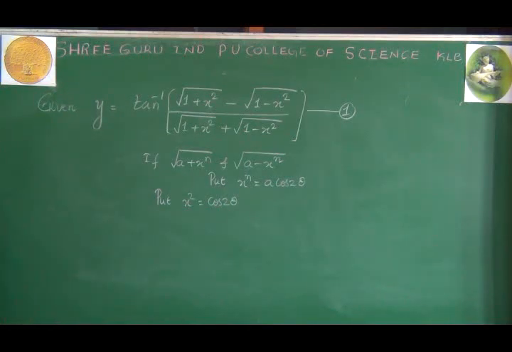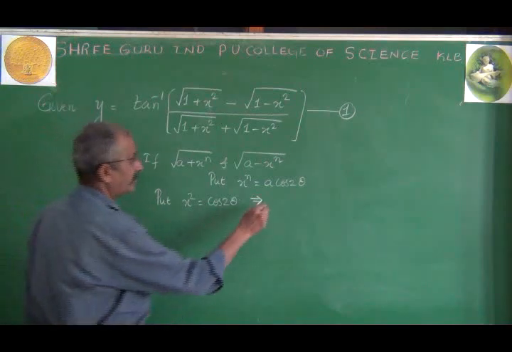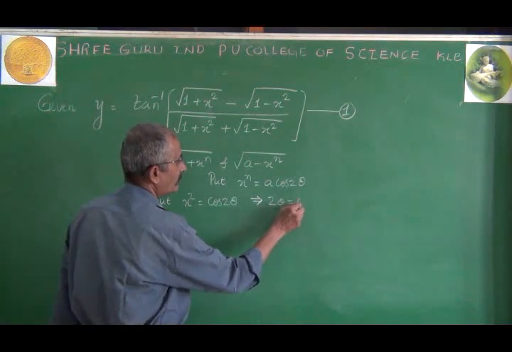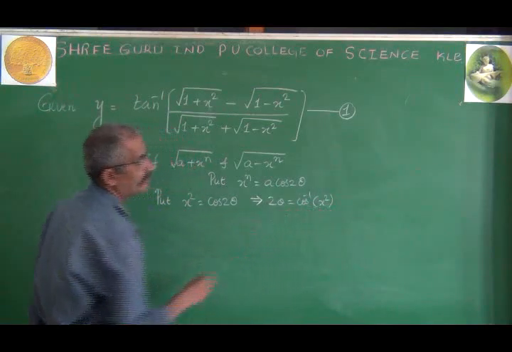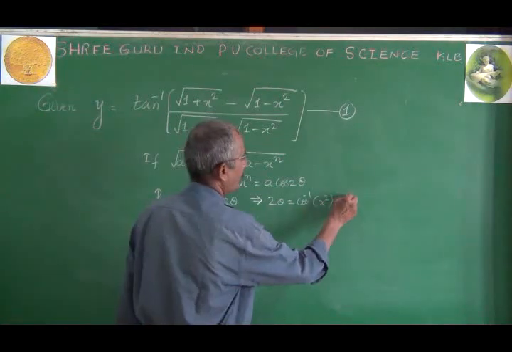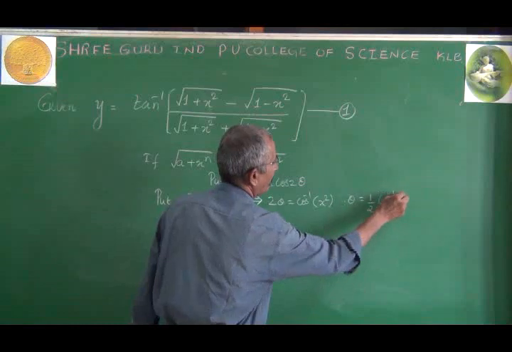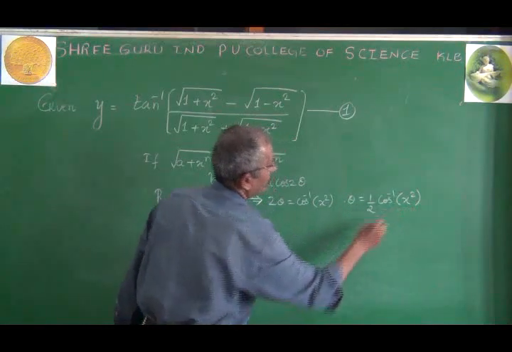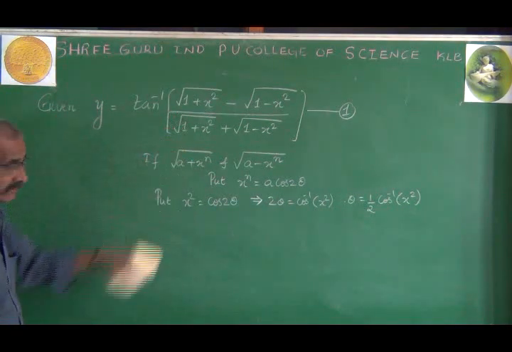That's the ideal one. No other one is suitable here for substitution. From this we have to extract the theta value. From this, 2 theta will be equal to cos inverse of x square, or theta is 1 by 2 into cos inverse of x square. Now let's use x square equal to cos 2 theta in 1.